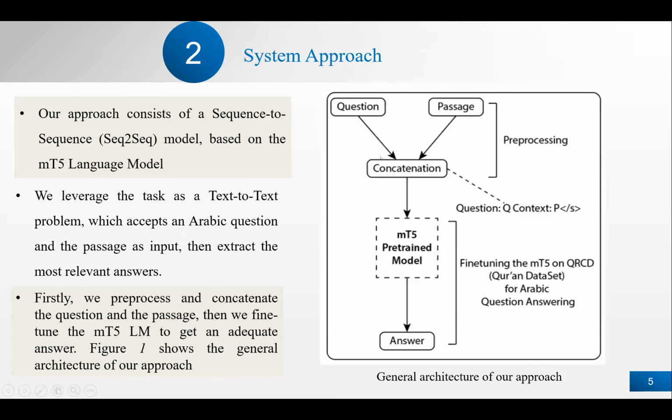To perform Quranic question answering, we have used the MT5 model that achieved top results on many NLP tasks, among which question answering. The second reason for using MT5 is that it is based on an encoder-decoder sequence-to-sequence architecture, which made it appropriate for the current shared task that we are performing for this competition.